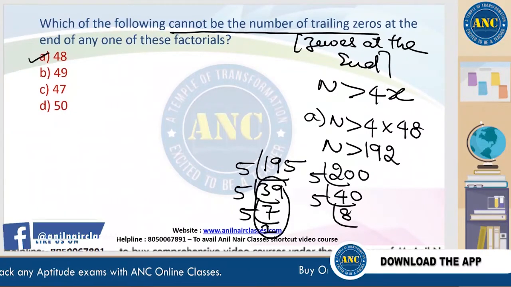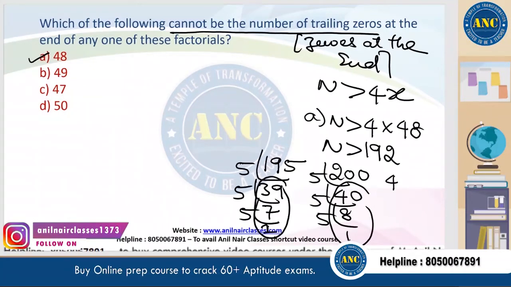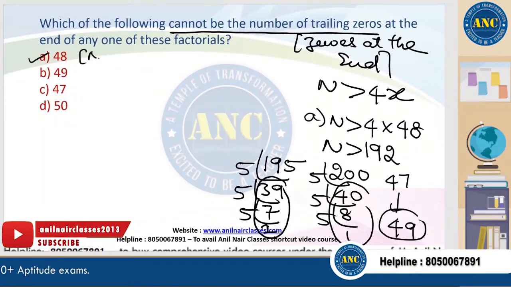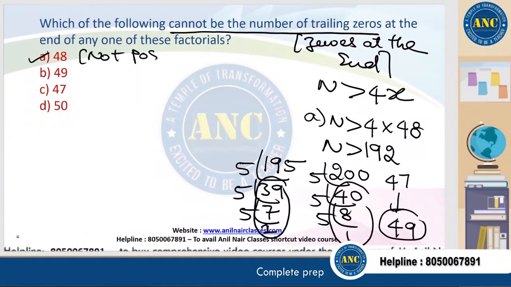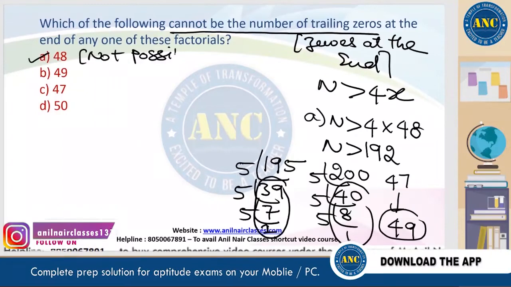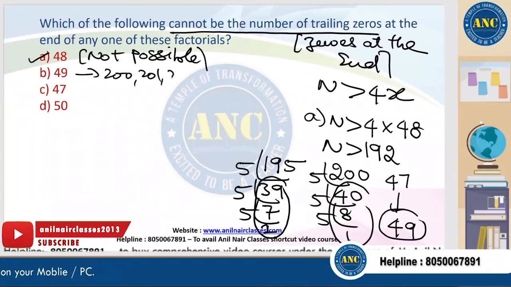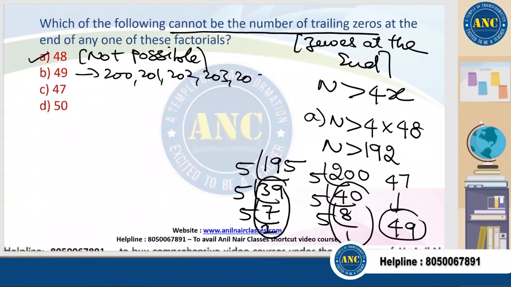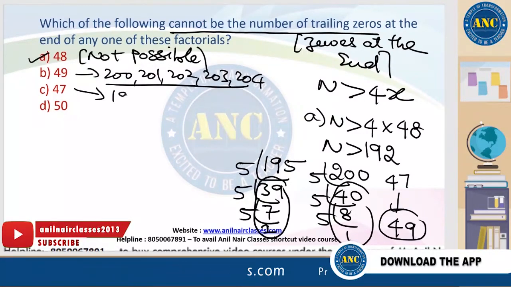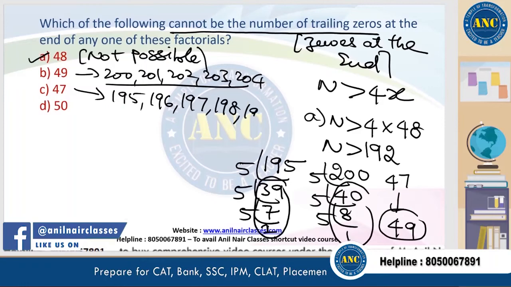5 8s are 40. 5 1s are 5. I got 49. 47 to 49. Directly there is a jump from 47 to 49. 48 not possible. I hope it is clear. 48 not possible. 49 it is possible for 200, 201, 202, 203, 204. 47 it is possible for 195, 196, 197, 198, 199.